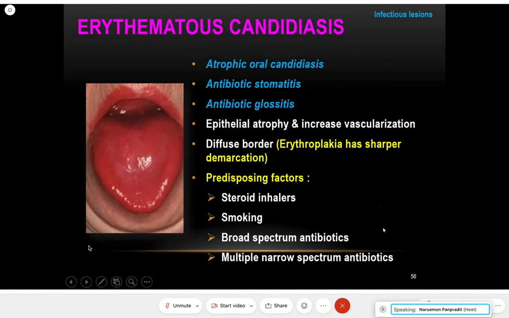And the border is difficult to distinguish from the normal mucosa. But if they have a sharp margin or sharp border, you have to think about erythroplakia rather than erythematous candidiasis. The predisposing factors are similar to the pseudomembranous form: cancer, yellow, smoking, prostate, antibiotic, and other causes.